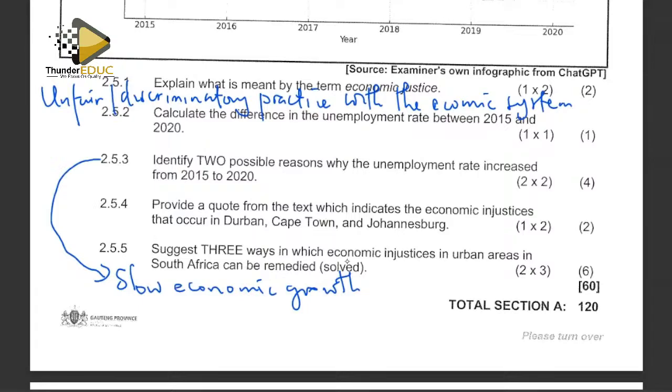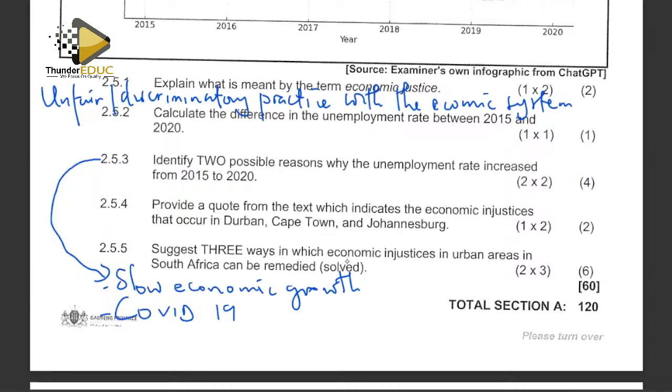There has been slow economic growth, which has also facilitated the unemployment rate. And also, if we check in 2020, we had the pandemic of COVID-19. It was also a contributing factor that led to unemployment figures rising sharply in 2020. It was also a basic problem.